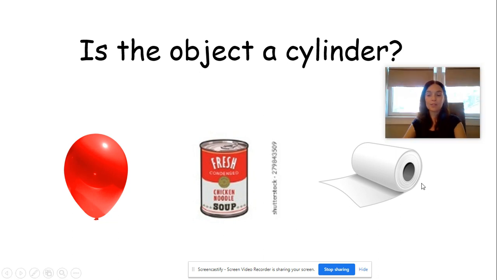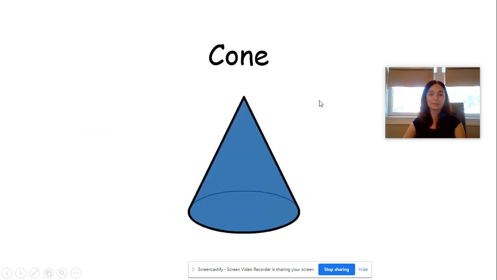Okay, last, the paper towels. I think, yes, it is a cylinder. It has a flat surface on the bottom, a flat surface on the top, and it's curved around, and you can stack it and you can roll it. So the can of soup and the paper towels are both the shape called cylinder.